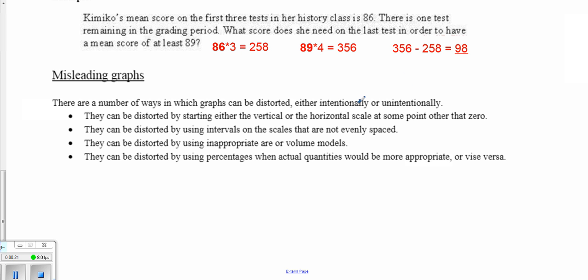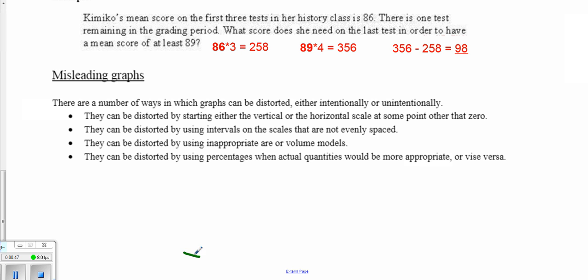Now, what kind of graphs might we distort? Graphs are just visual ways to show data, so we can use bar graphs, line graphs, pie charts, something along those lines. Even though we think that those are just displaying the data, so you can't really tamper with them, you actually can. Here are some ways that you can do it. They can be distorted by starting either the vertical or horizontal scale at some point other than 0.